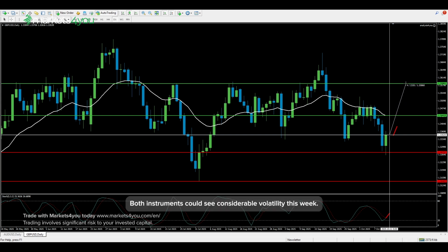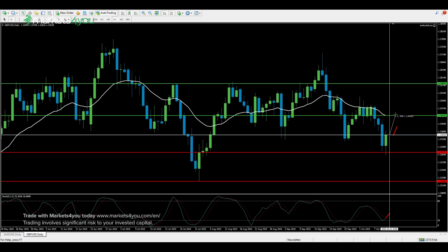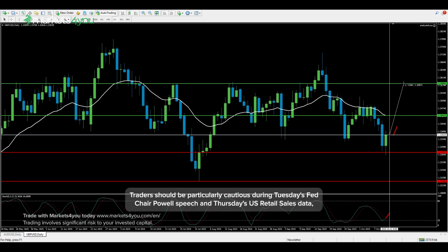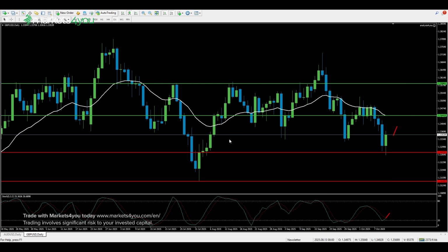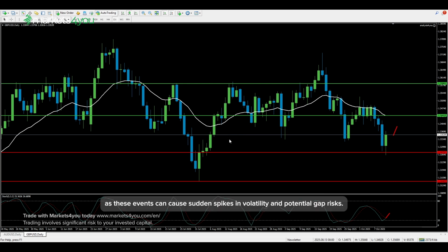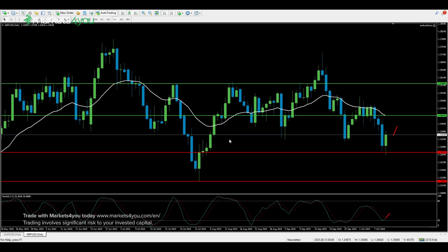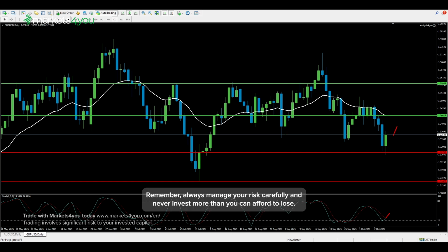Both instruments could see considerable volatility this week. Traders should be particularly cautious during Tuesday's Fed Chair Powell speech and Thursday's US retail sales data, as these events can cause sudden spikes in volatility and potential gap risks. Remember, always manage your risk carefully and never invest more than you can afford to lose.